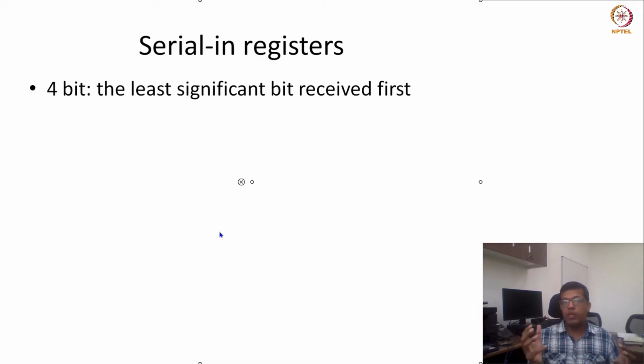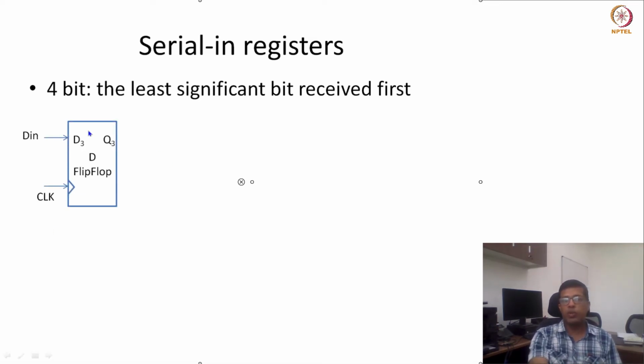So instead of taking a 32-bit number, whatever solutions we are developing here can be scalable to that also, but let's take a 4-bit number. So we are trying to store 4 bits in a serial in manner, one by one. Because there are 2 mechanisms, either we can take the least significant bit first, or the most significant bit. Let's take the least significant bit first. So what we can do is, we can take this least significant bit and give it to a flip-flop.